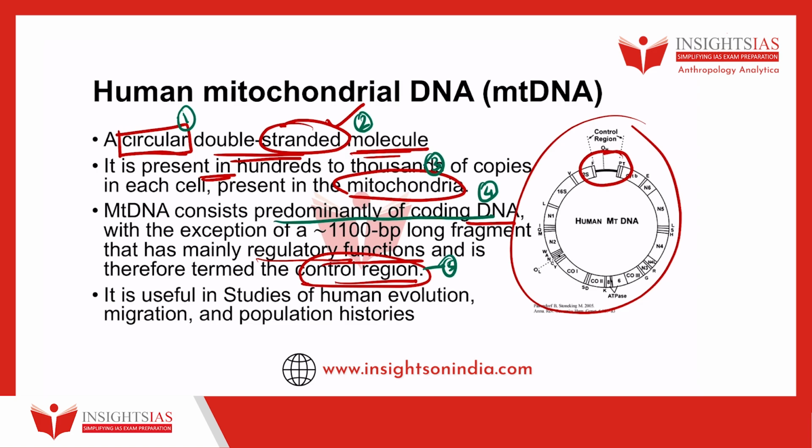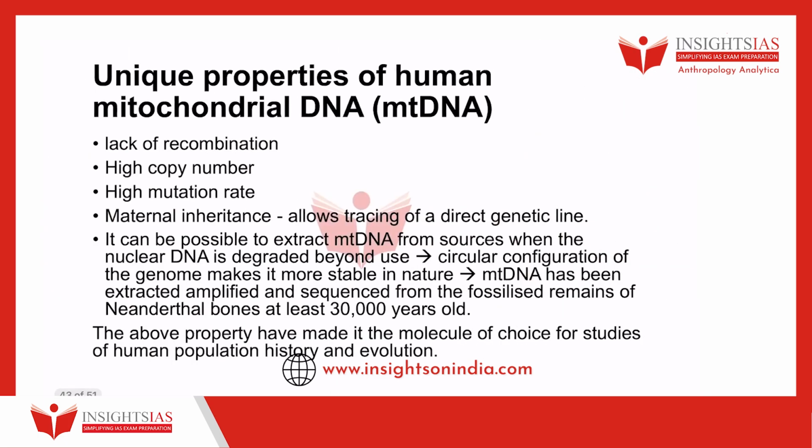Now, it has been seen that it is very useful in the studies of human evolution. It is very useful in understanding human migration and to study the individual history of our past in terms of biological ancestors. Now, what is the unique property, and why is it so useful in anthropology, in paleontology, in evolutionary biology? Why is it so important? It has certain unique properties. One, there is a lack of recombination.